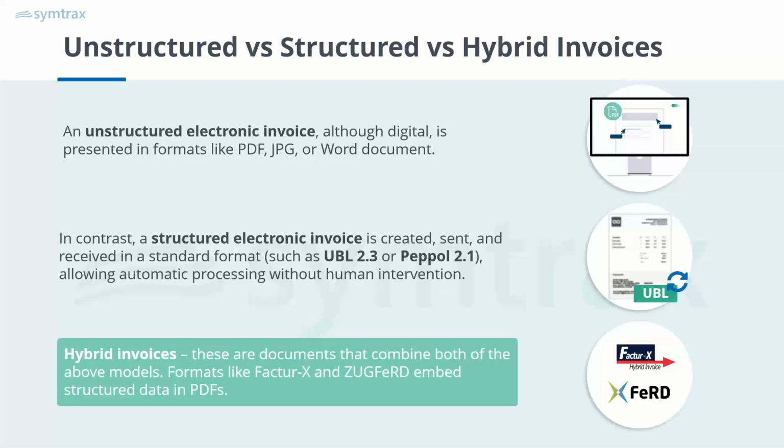Finally, there are hybrid invoices which combine the two approaches, structured and unstructured. A good example is Factur-X in France or ZUGFeRD in Germany. These formats embed the structured data inside a PDF document, so you get a human readable document along with machine readable data.